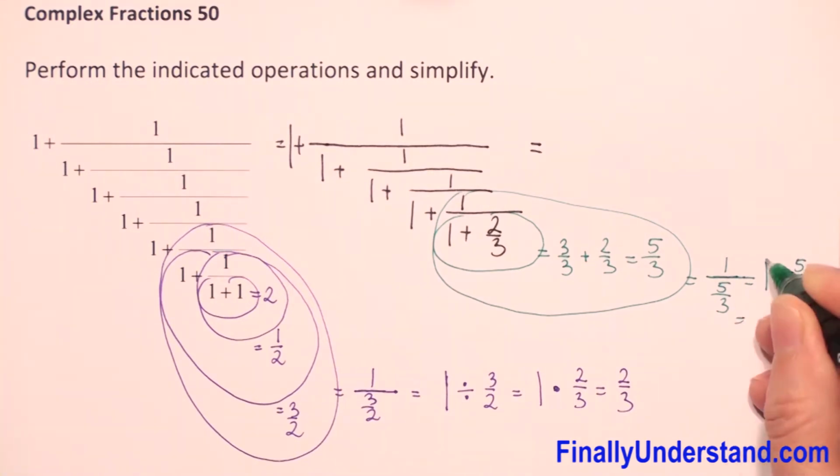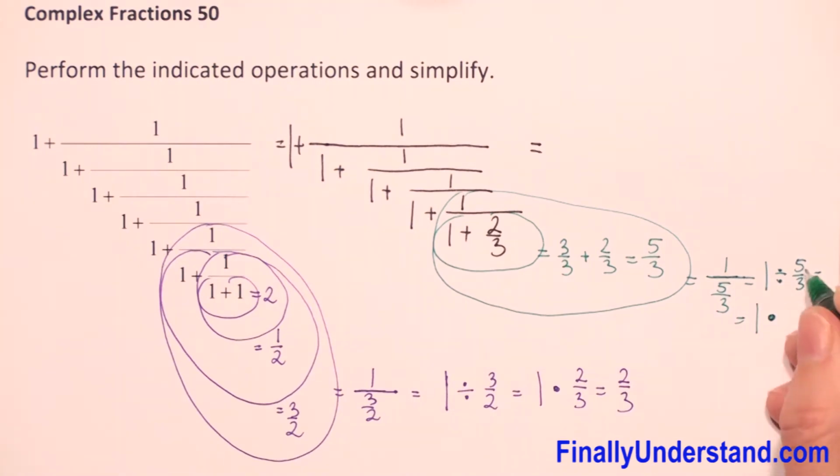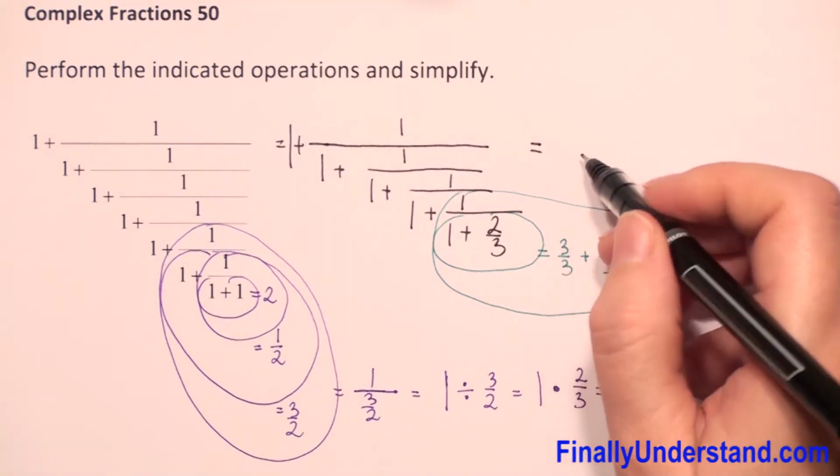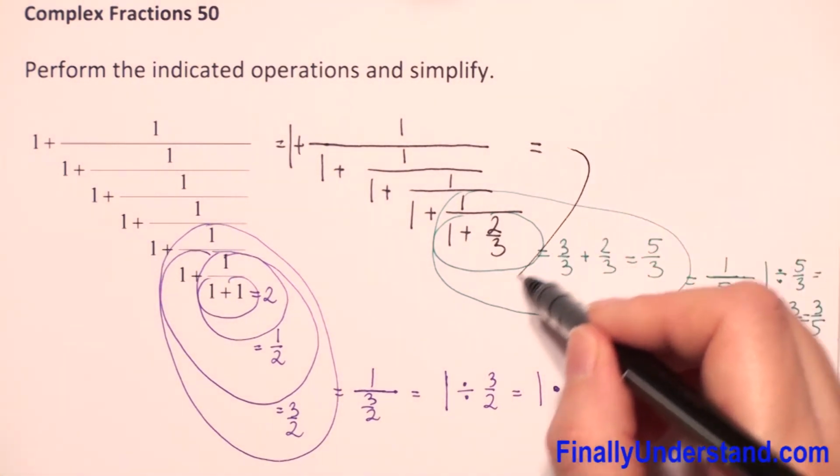So we have to copy the first number and change division to multiplication. Flip 5 over 3 to get 3 over 5. So this is equal to 1 times 3 over 5, which is 3 over 5. So now this whole expression is 3 over 5. So let me write this now here.